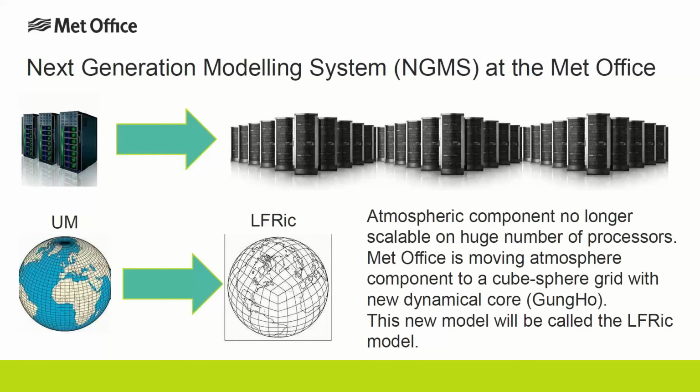We're moving to a new model we're calling LFRic, which has a cube sphere grid. This allows us to run on even more processors, so it should be a lot more scalable. It no longer has a convergence point at the north and south poles, so that stops instabilities at the poles. And we're making it so that the science and the technical aspects are separated, so it should be able to work on all different sorts of computer architectures. We're rewriting the core as a new GungHo dynamical core as well.